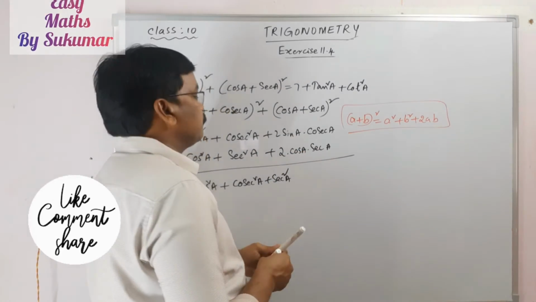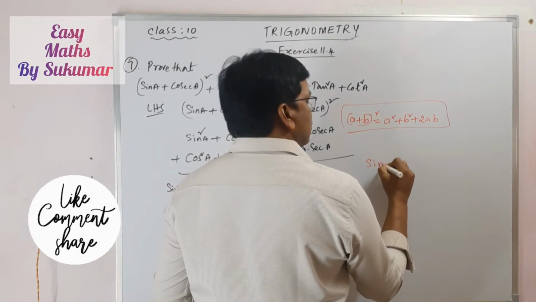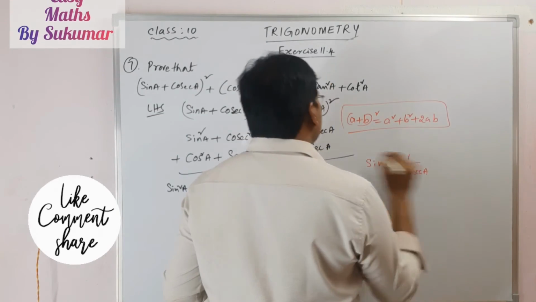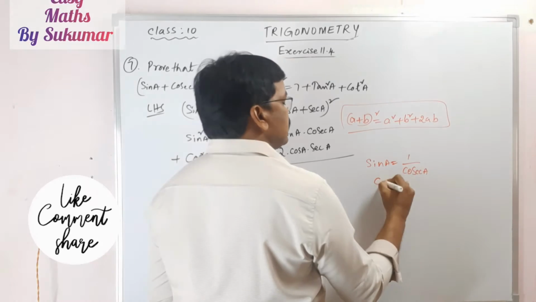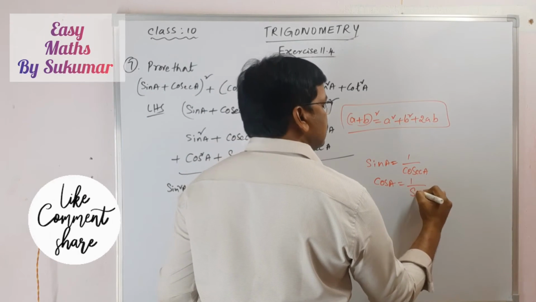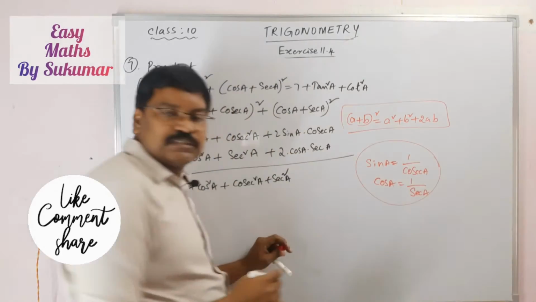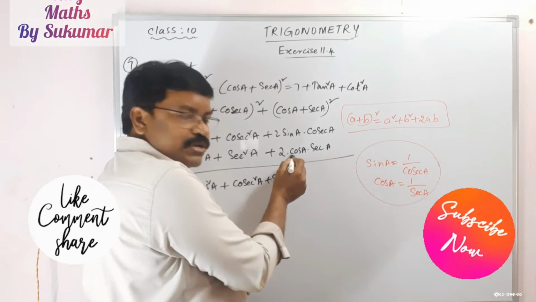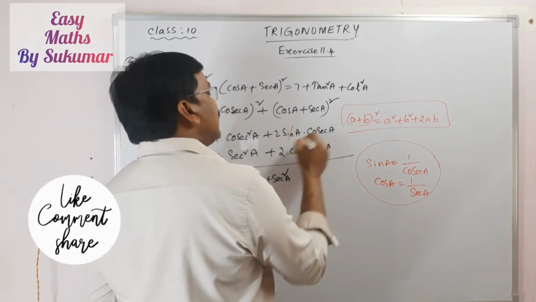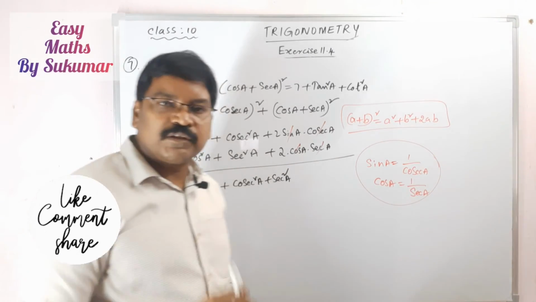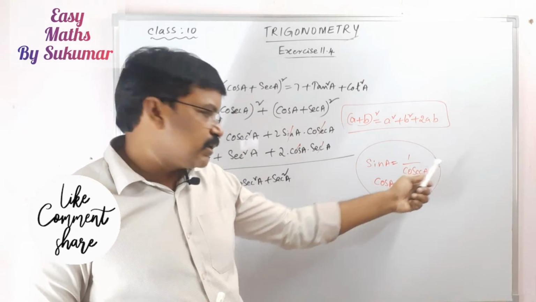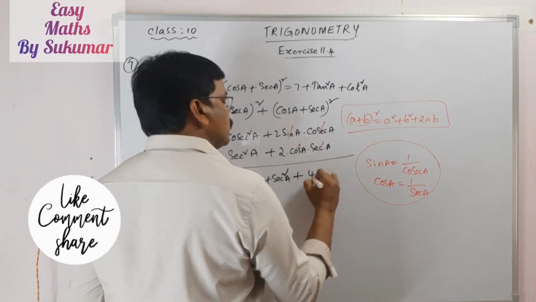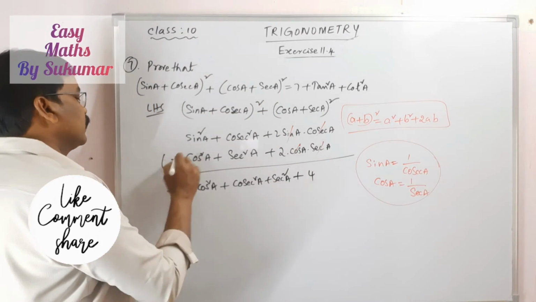plus, look here, we know an identity, the reciprocal. Sin A means 1 by cosecant A, and here cos A means it is equal to 1 by secant A. If you write these two identities, my dear students, sin A means 1 by cosecant A, cos A means 1 by secant A, then you can cancel these two. But you must write this. Now here plus 2 is plus 4. We are adding, no, here, right?